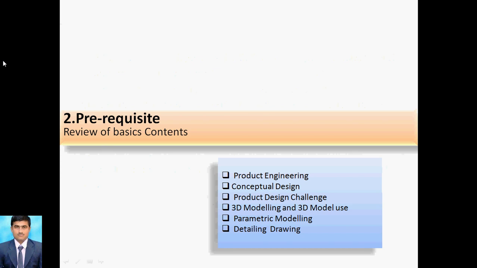Now we move to the second point, that is prerequisite. That is nothing but review of basic content. So first of all, we look at product engineering. Second, we discuss conceptual design. Third is nothing but product design challenge. Fourth point is 3D modeling and 3D model usage. The next point is parametric modeling, and the last point is about detailing drawing.